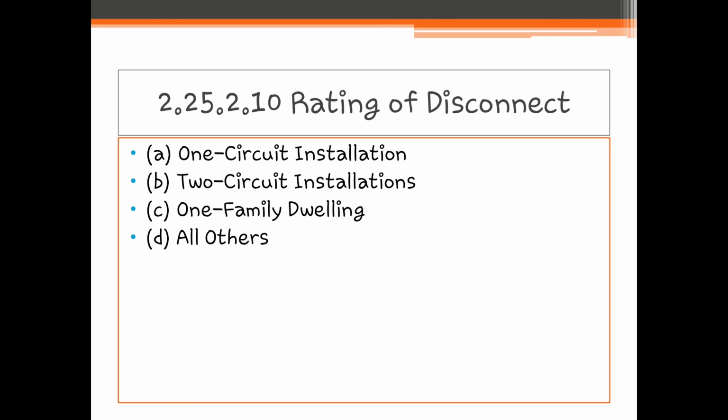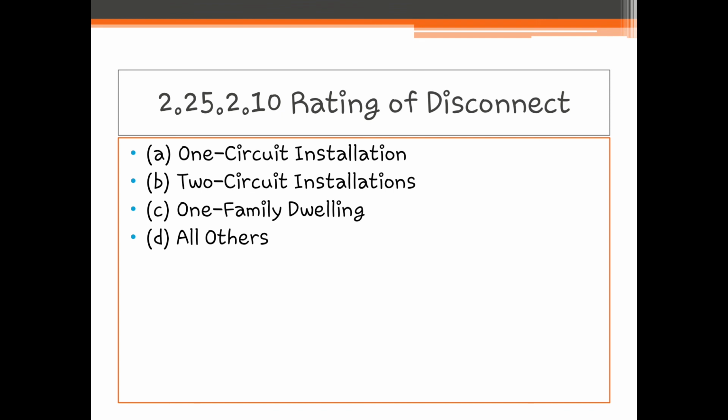2.25.2.10 rating of disconnect. So for rating of disconnect, dapat ang mga feeder or branch circuit disconnecting means kay ilang mga rating kay dili dapat less than sa load sa i-supply. Kay of course dapat makawithstand ato ang disconnecting means sa load sa i-supply sa feeders. So it is determined in accordance with parts 2.2.